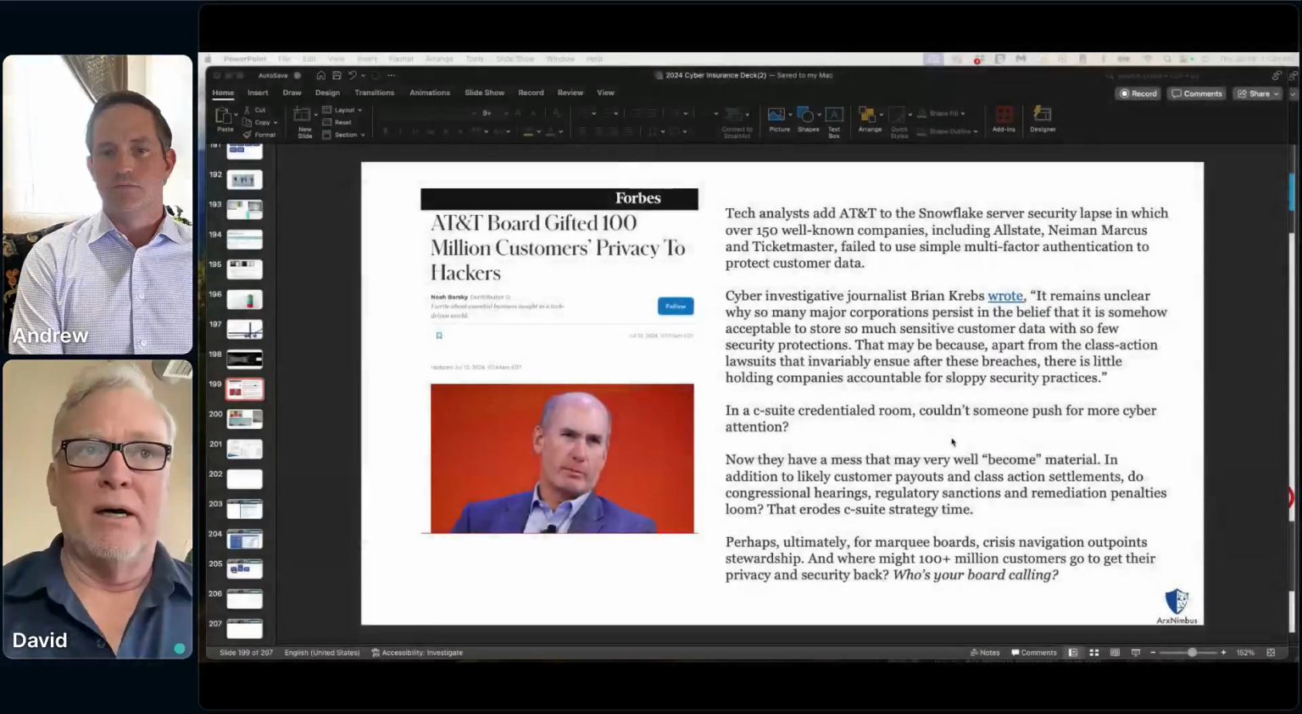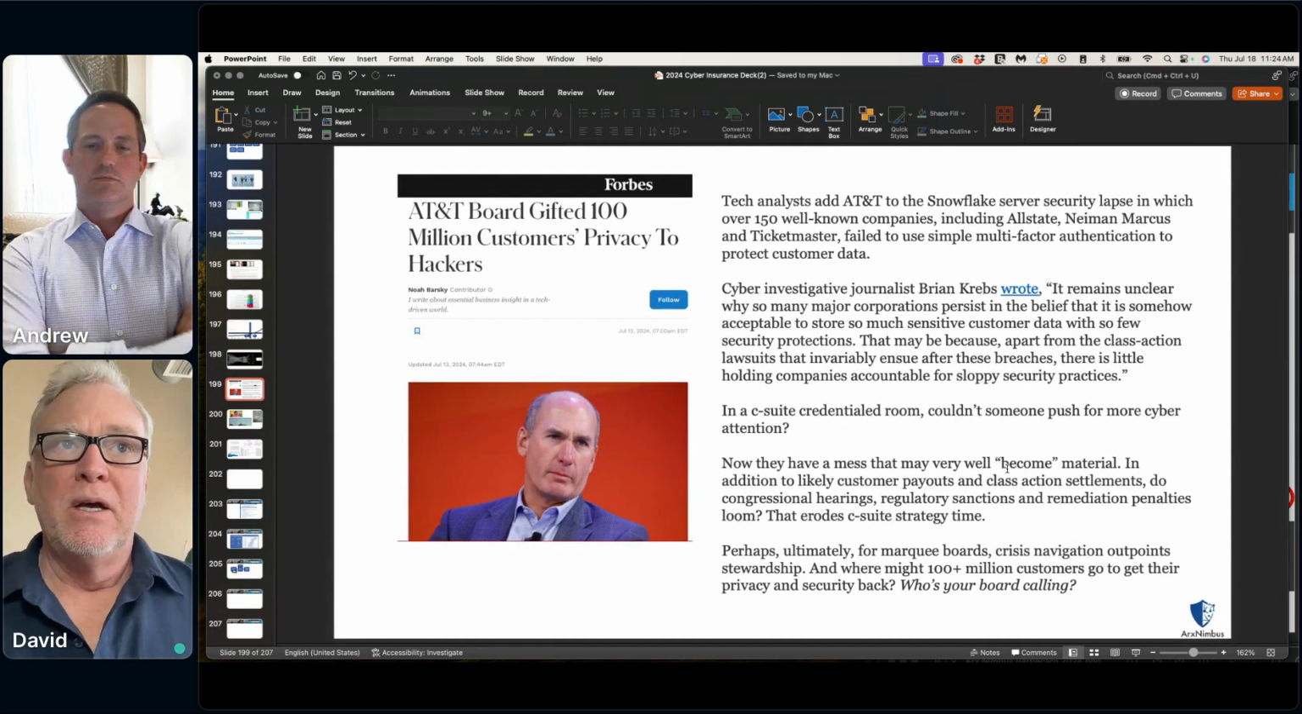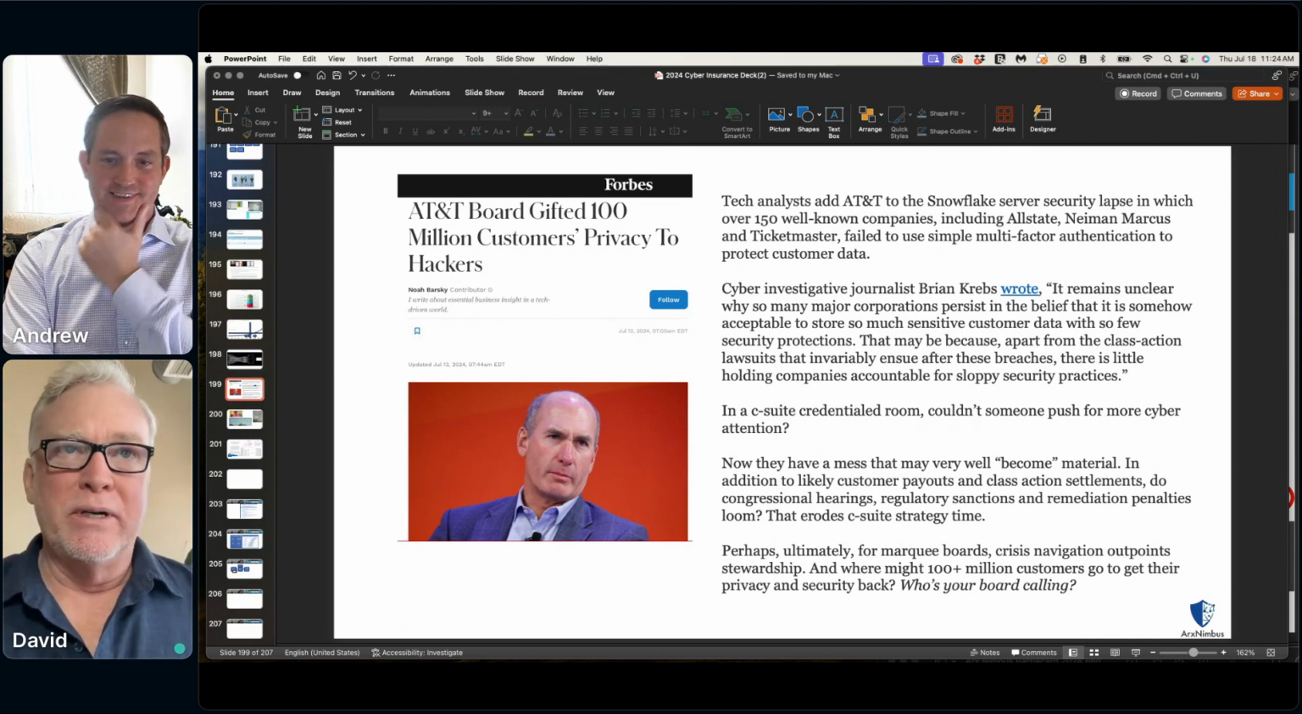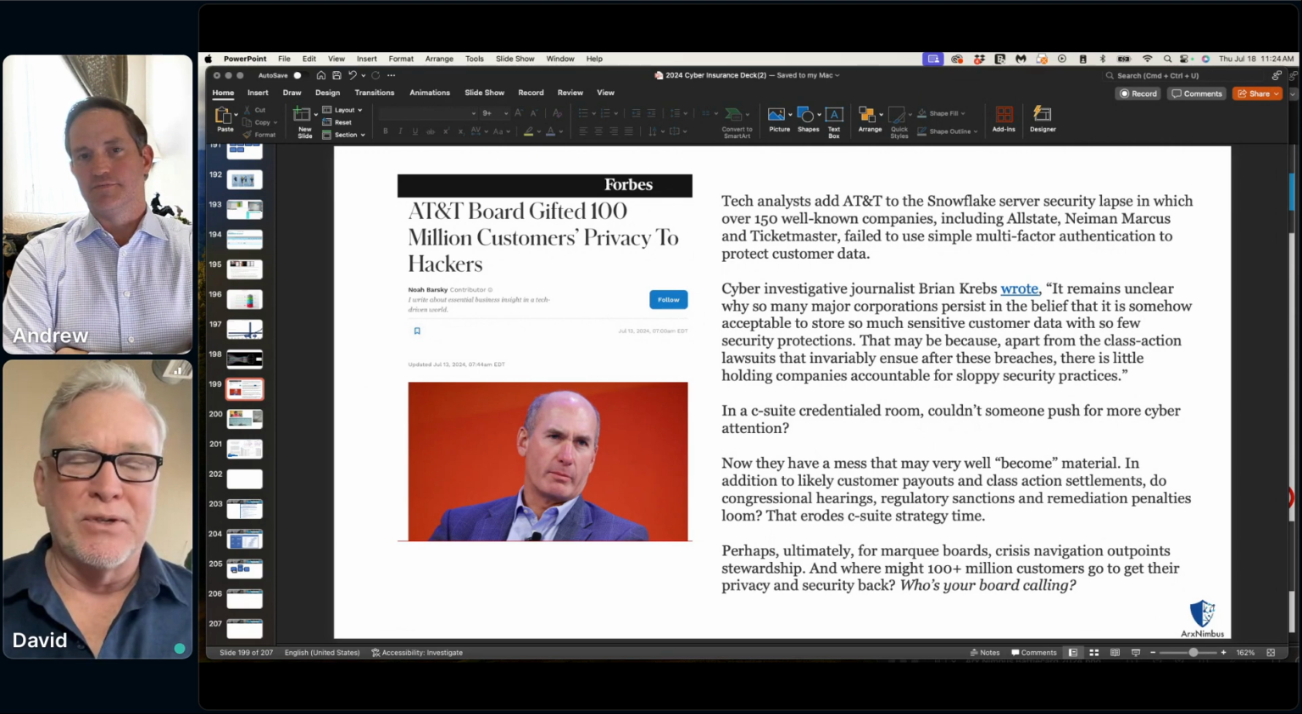And so we got our hands on a very interesting piece that appeared in Forbes. I think actually late last week. I'm seeing a July 13th date on this. So we'll share this here, and let's see, get the share going correctly here. That was from Noah Barsky, and Noah is an academic. We've had some conversation with him since this piece was published, but you've got a kind of hot title, if you will, of this thing, which is AT&T board gifted 100 million customers' privacy to hackers.